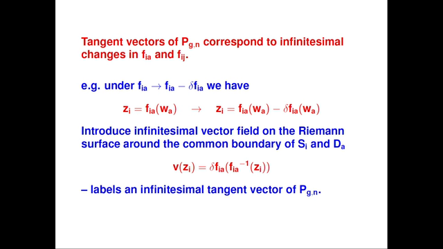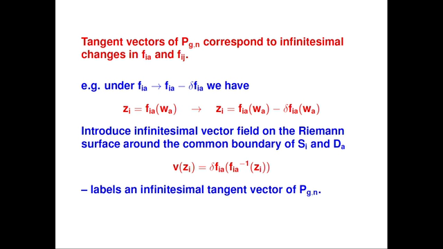So this gives you a vector field on the boundary between Si and dA expressed as a function of Zi. When I say that this is a vector field on the boundary, in fact this is a vector field in some small band around the boundary. It's defined in a small band around the boundary. There is no requirement that this vector field should be globally defined. Away from this small band, it can become singular. It can allow arbitrary singularities away from this band. So this kind of vector fields label infinitesimal tangent vectors of PGN.